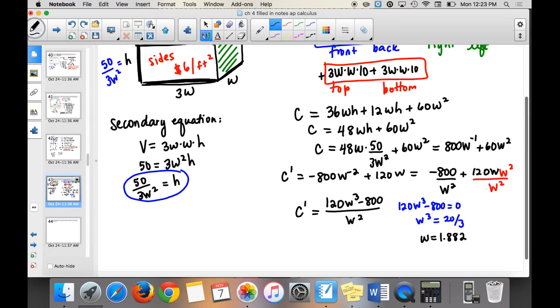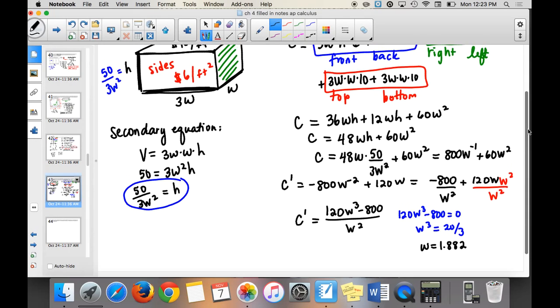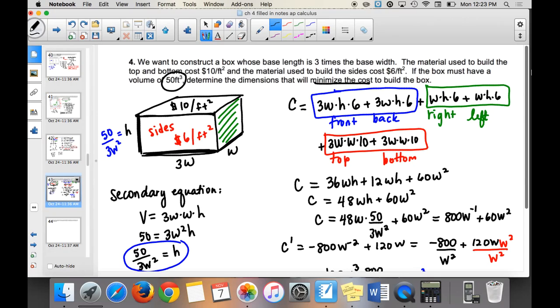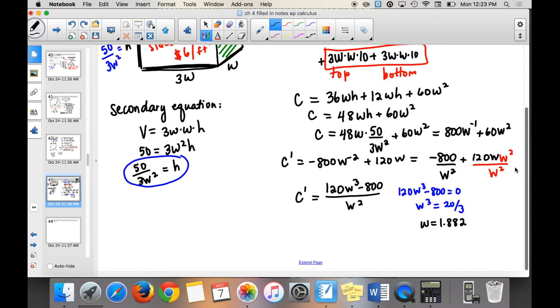Three decimals. Now make sure you store that in case you need it. Remember we talked about storing a lot in pre-calc, so you can store it if you need it. So do store as alpha A. And we go back here and it says, what are the dimensions that will minimize the cost? So we have W, we need to find H and 3W. So I'm going to store it as A.